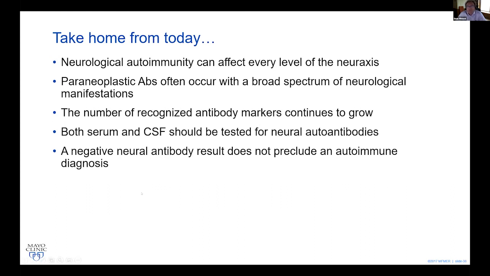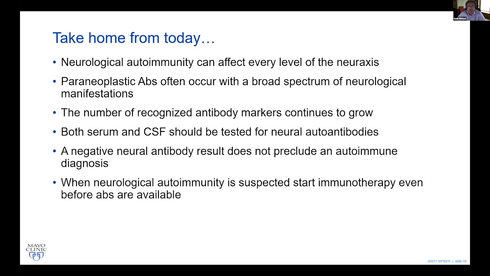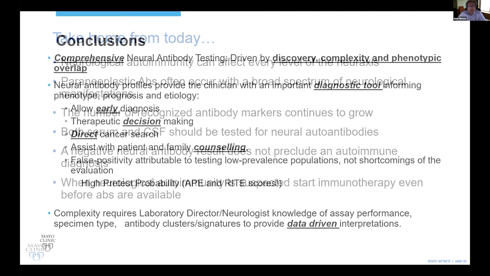A negative neural antibody result does not preclude an autoimmune diagnosis, and about 40% of encephalitis at the current time is seronegative. So there's lots of work to be done. And when neurological autoimmunity is suspected, start immunotherapy even before the antibodies are available. The antibodies are helpful later because they can direct you towards the appropriate relapse prevention treatment or the appropriate diagnostic workup for malignancy, and that can help.